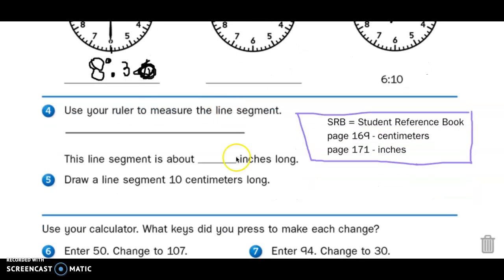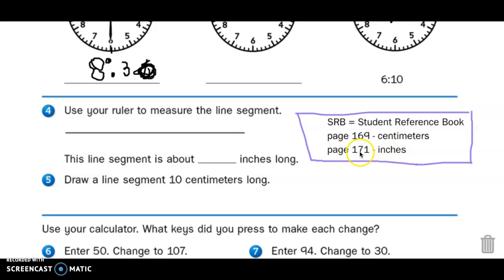Okay, it says for number 4, use your ruler to measure the line segment. This line segment is about blank inches long. If you do not have a ruler at home, you can go into your student reference book, the SRB as we call it. It's that hardcover math book. If you go to page 169, it has a ruler in centimeters. So you can take a blank piece of paper and you can line it up with a ruler and you can write in the centimeter marks. And then you can bring it onto this page.